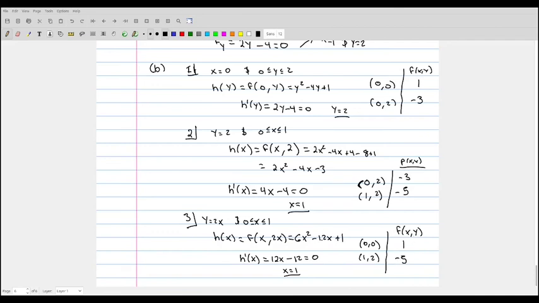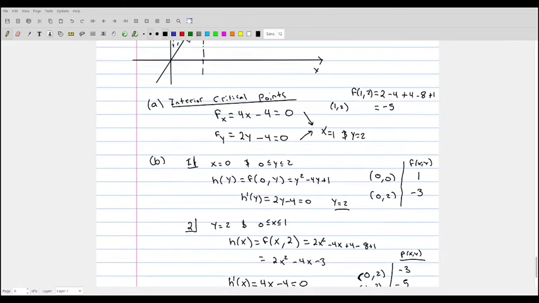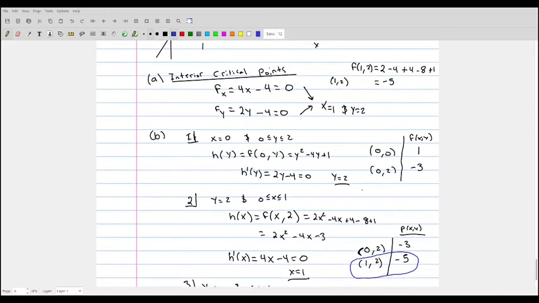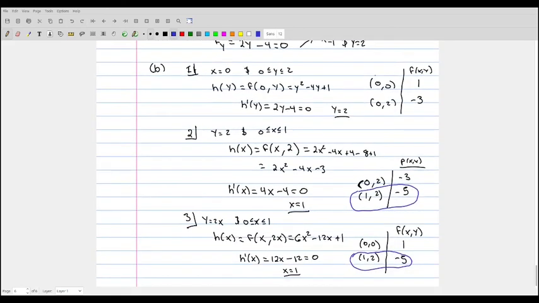So the final step of this procedure is to compare the results from A to B. And you see that the lowest value out of all of the values we've calculated is the value of the function at the point 1, 2. The function is negative 5 at 1, 2. And the largest value of the function is the value of the function at 0, 0. I'll circle that in red.